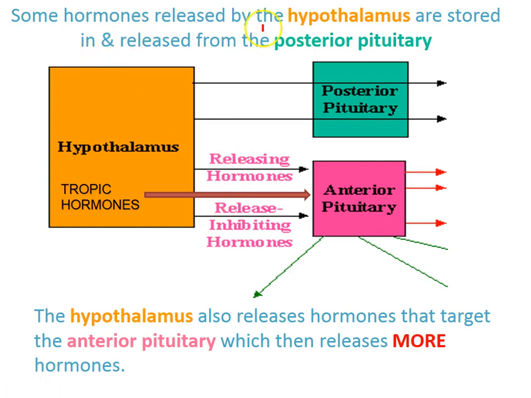So some hormones released by the hypothalamus are stored in and released from the posterior pituitary, as you can see here with this picture, where the hypothalamus creates some different hormones and sends a message to the anterior pituitary. It's either going to be a message for the anterior pituitary to release hormones or a message to inhibit the release of hormones.